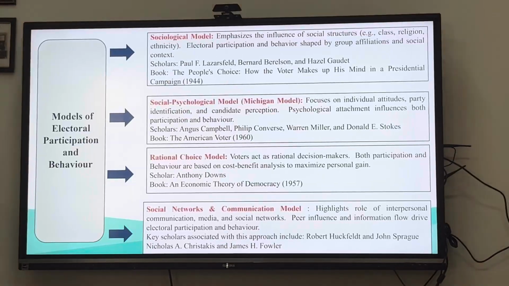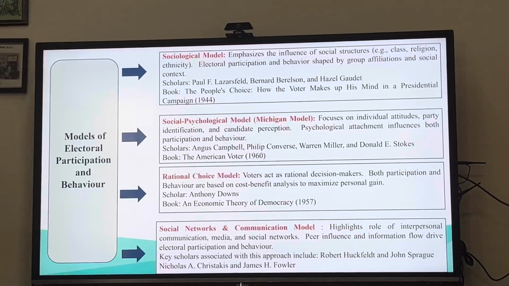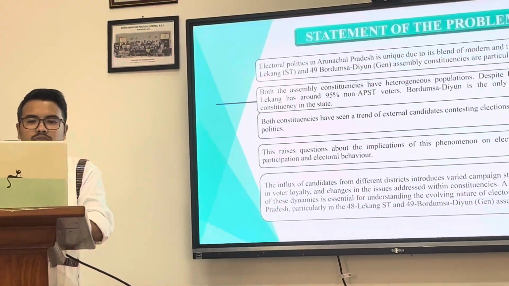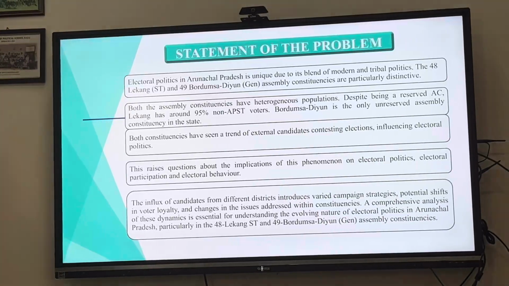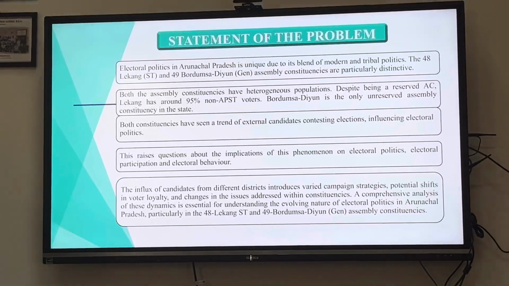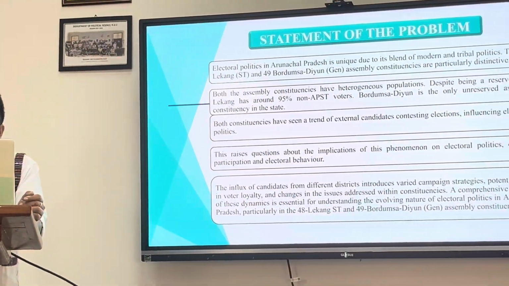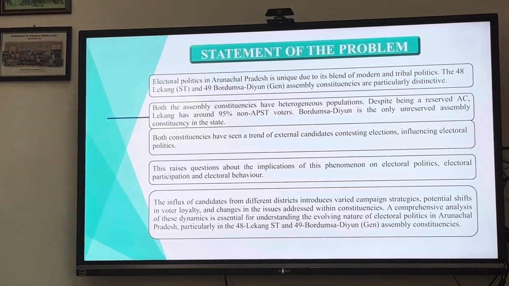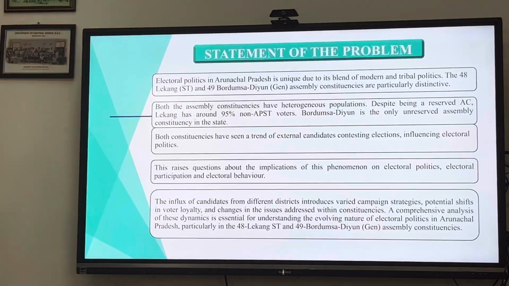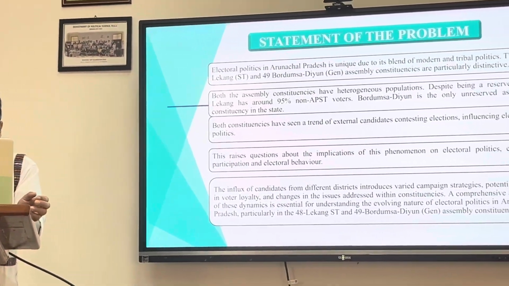This model highlights the role of interpersonal communication, that is the media and social network or peer influence on electoral behavior and participation of the voter. The statement of the problem: the Bodumsa Dayun and Lekam, both assembly constituencies, have a heterogeneous population. Despite being a reserved assembly constituency, Lekam, for example, has 95% non-APC voters, and Bodumsa Dayun is the only non-APC unreserved assembly constituency in the state.